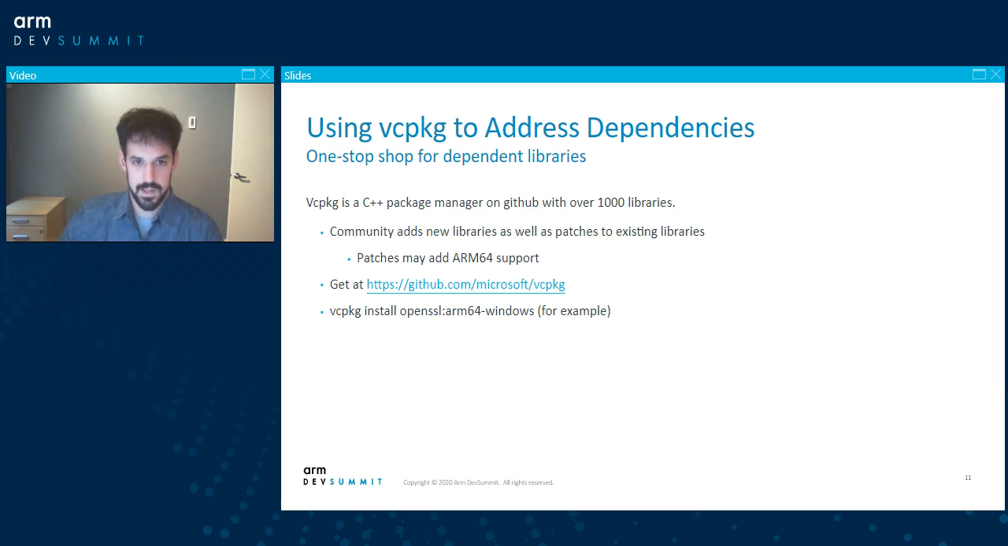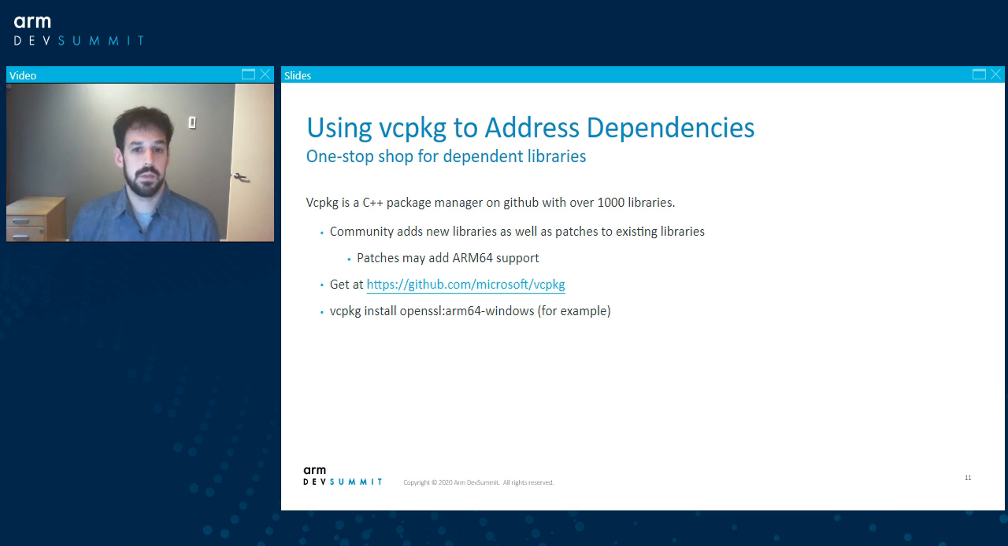And while we're talking about dependencies, I can't really skip adding in a plug for VC Package. VC Package is a one-stop shop for any of your dependency libraries. It's a C++ package manager on GitHub with over 1,000 libraries, at least maybe 1,300 now. The community adds new libraries all the time, as well as updates existing libraries to keep them up to date, and then patches. And so you'll see patches get added to fix issues in libraries that haven't yet been moved upstream. And sometimes those patches add ARM64 support even before the library is ready to declare that they have it. And so that can make things a lot easier if you're building for ARM64.